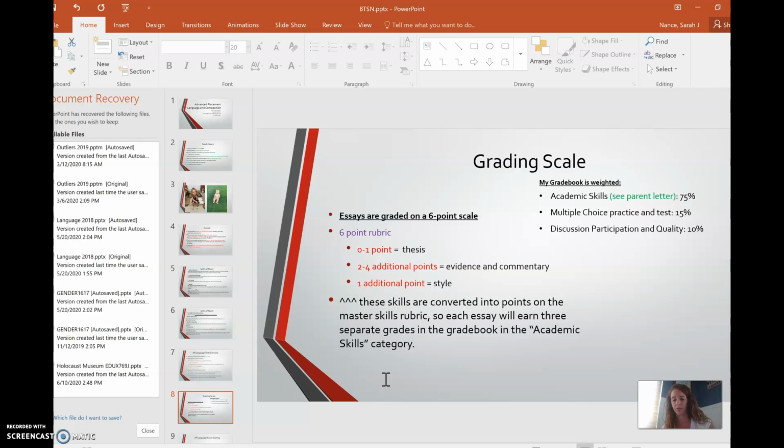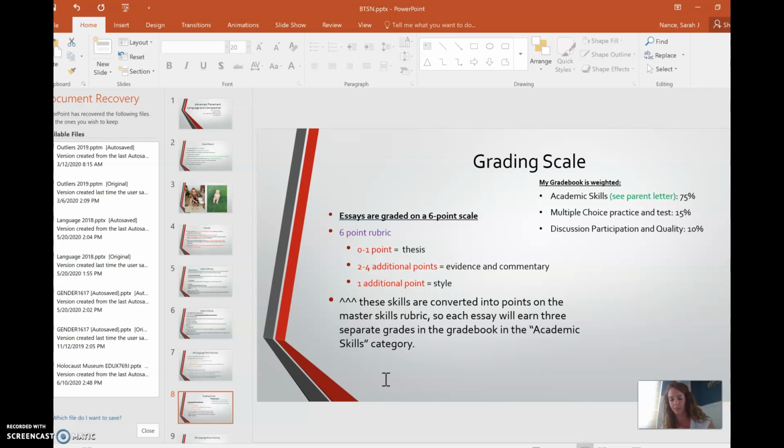Again, the parent letter goes over the way I grade. So again, academic skills, that counts for 75% of their grade. The kids write a lot of essays in my class. They can always redo their essays for more points, but they're graded on a 6-point scale, and this is directly from AP. So I wanted to make it as close to AP as I could, but also still standards based. So they can get up to 1 point on thesis.